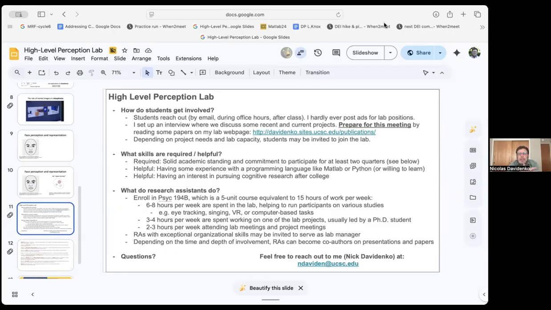So if you know a programming language and you feel comfortable enough to develop an analysis script or develop a new experiment idea, that can be really useful. And it can be a really good skill to build if you're interested in eventually pursuing a PhD in research.